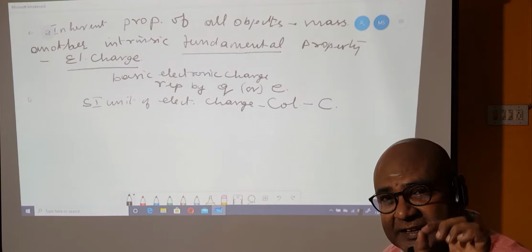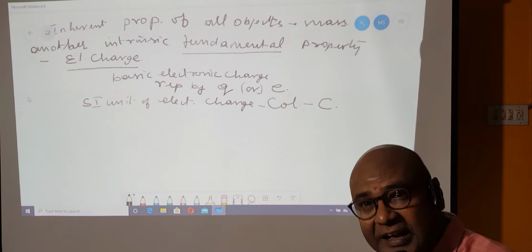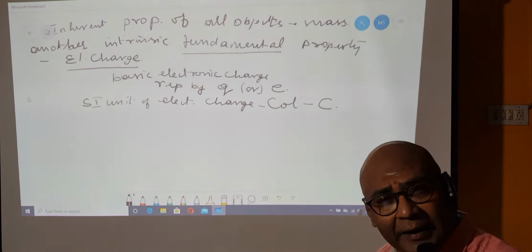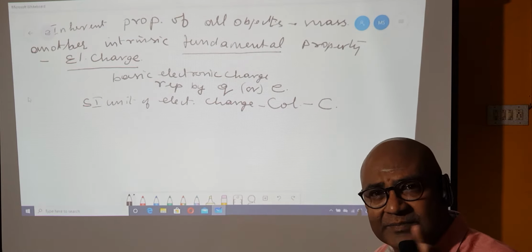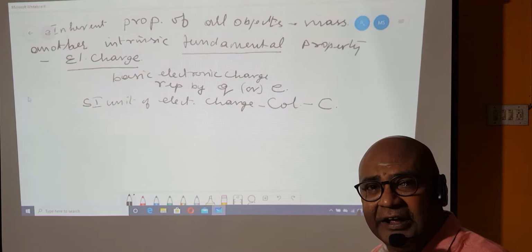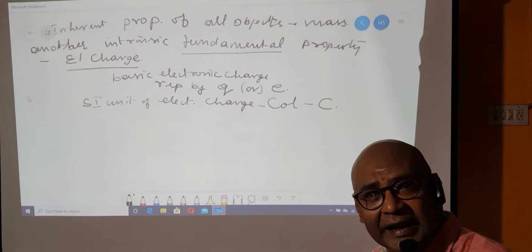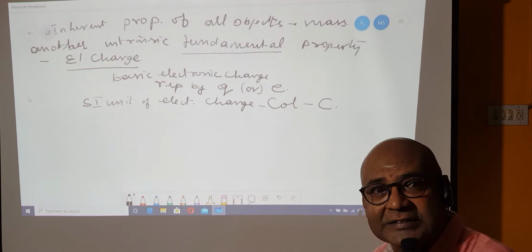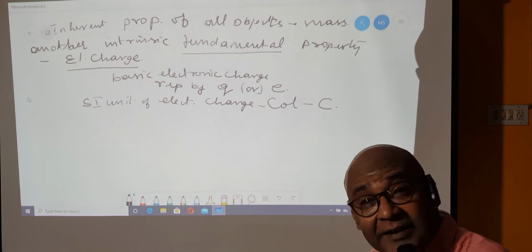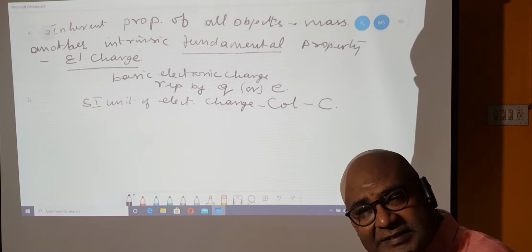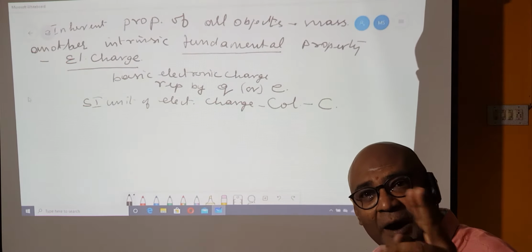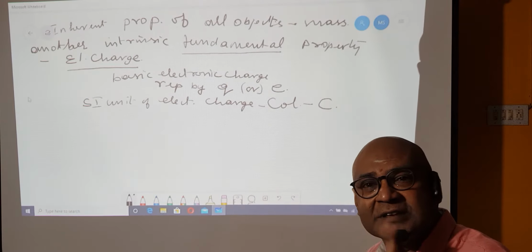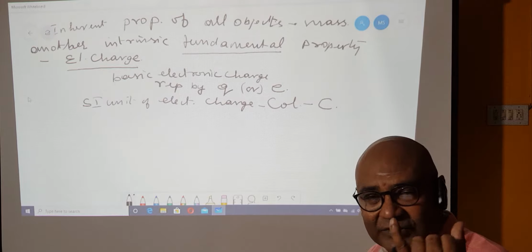Most of the objects in this universe, or most of the materials, are made up of atoms, or we can say atoms are the building blocks of the materials. An atom is made up of a positively charged nucleus and negatively charged electrons. The positively charged nucleus consists of positively charged protons and chargeless neutrons. First concept.